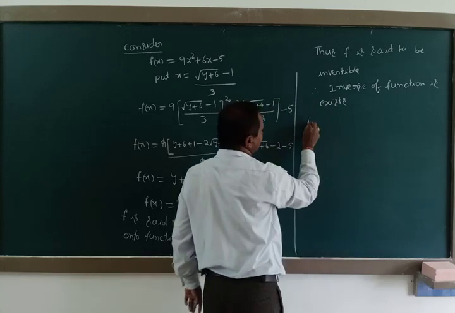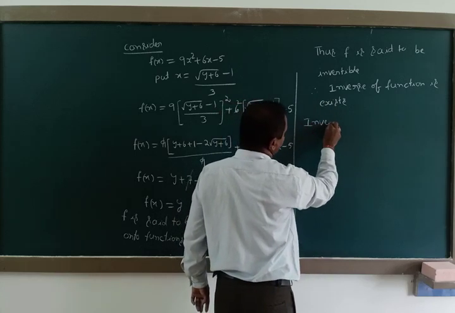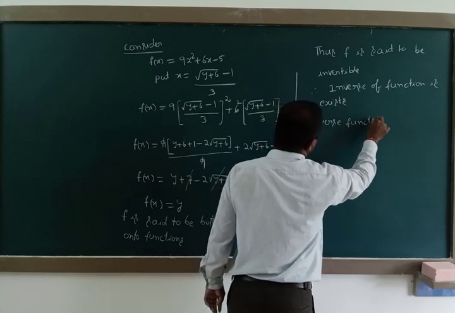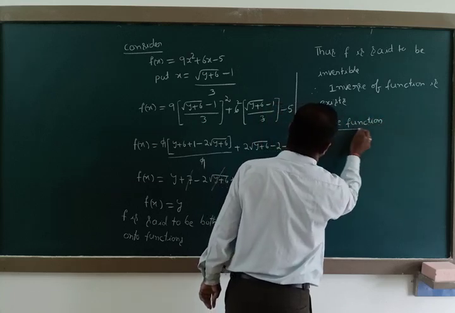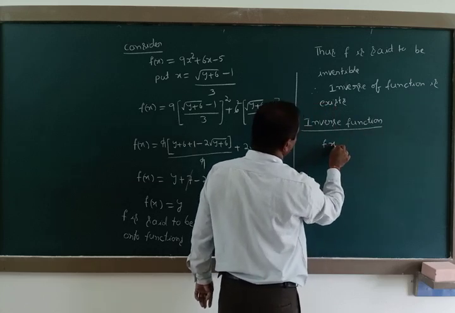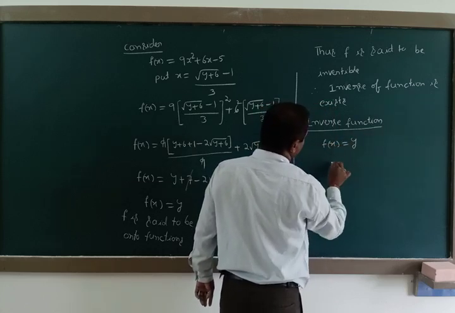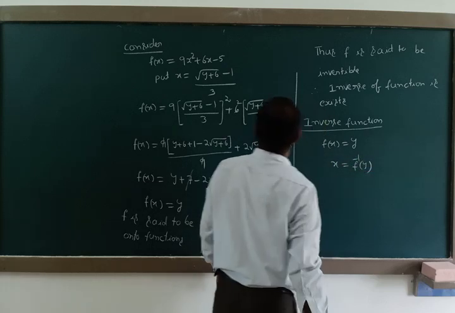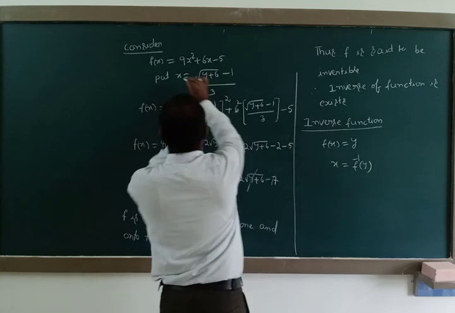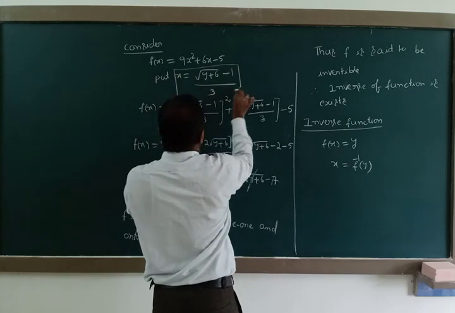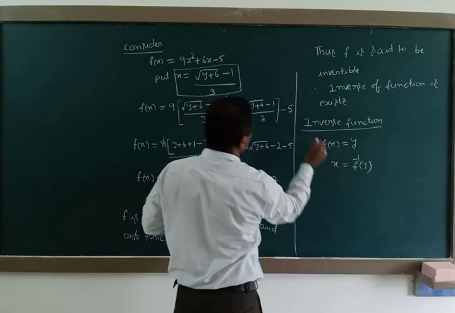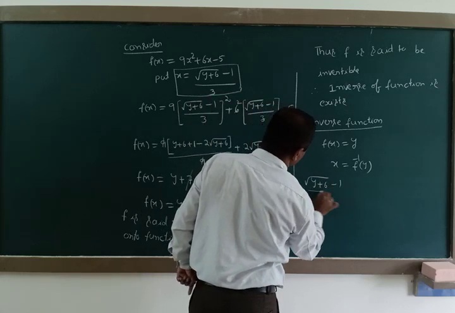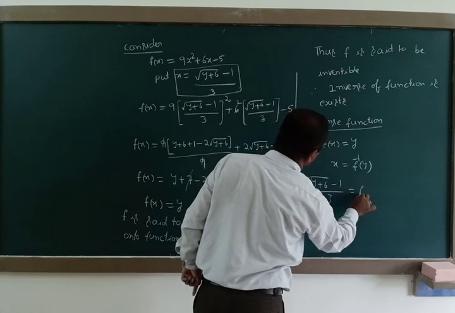Finally, last one is inverse function. f of x is equal to y. Then x is equal to, sending f to that side, it becomes f inverse of y. From equation 1, we have the x value. What is the x value? x is equal to square root of y plus 6 minus 1 by 3, which is equal to f inverse of y.